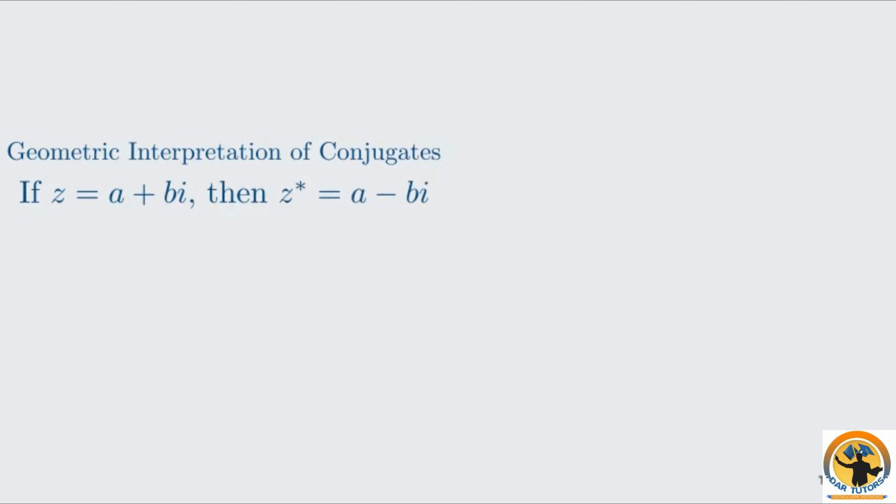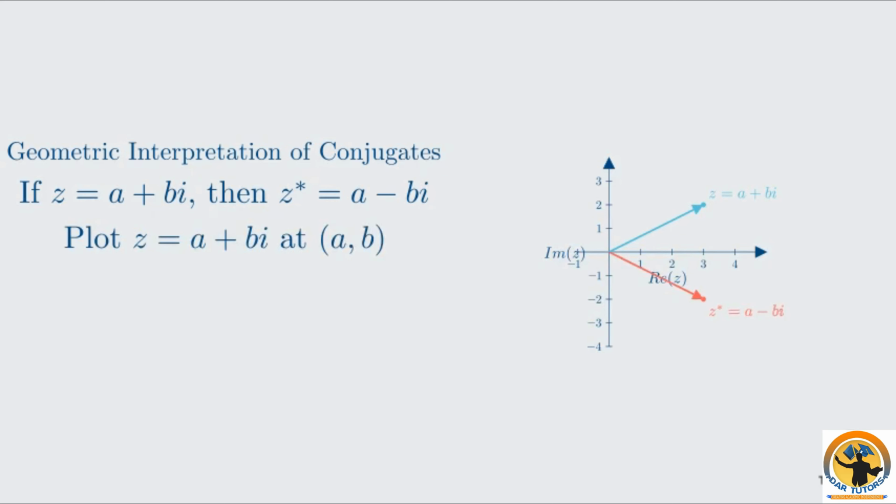The Argand plane gives us a beautiful geometric interpretation of complex conjugates. Remember, the complex conjugate of z equals a plus bi is z star equals a minus bi. Let's see what this looks like geometrically. We can plot both z and z star on the same Argand diagram. Suppose we have a complex number z in the first quadrant. Its coordinates are (a, b). Now let's plot its conjugate z star. Its coordinates are (a, negative b).